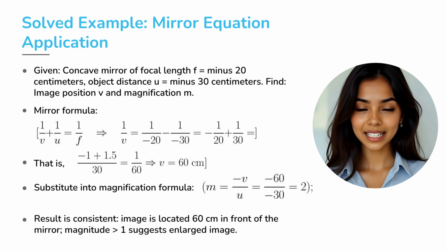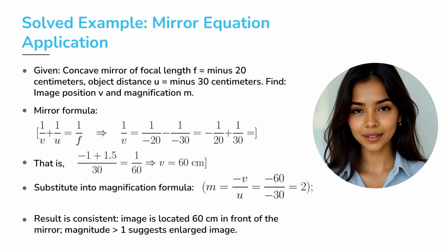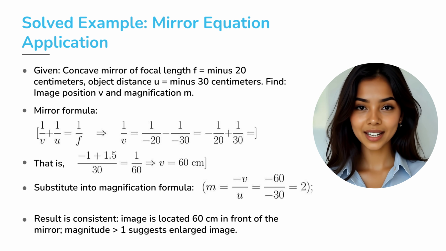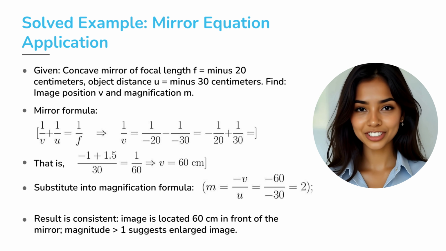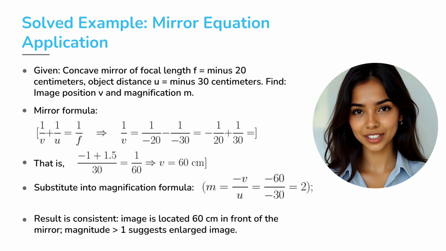Hold on, a negative image distance means the image forms on the same side as the object, which is in front of the mirror. This suggests a real image 60 centimeters in front, twice the object distance, confirming it's magnified. To find magnification, m equals -v divided by u, that's -60 divided by -30 equals 2. That means the image is real, inverted, and magnified 2 times.